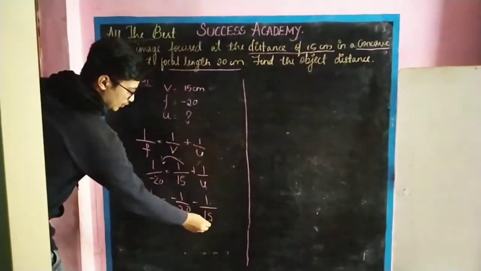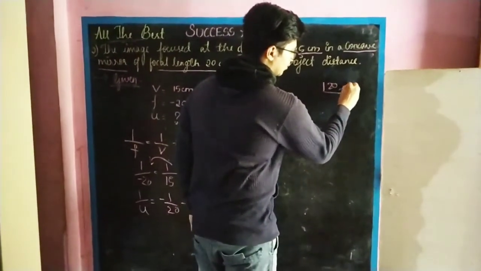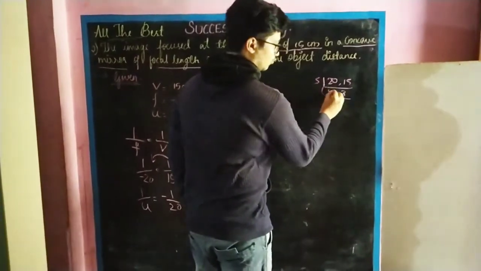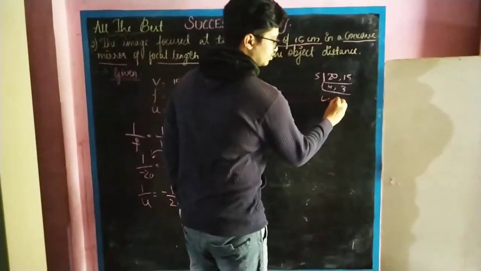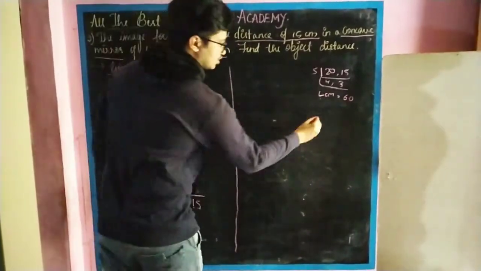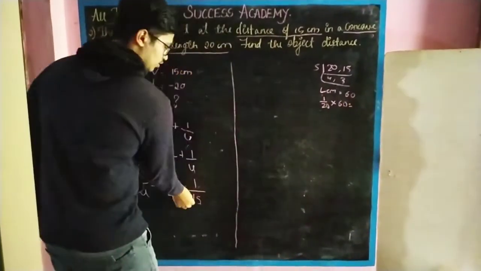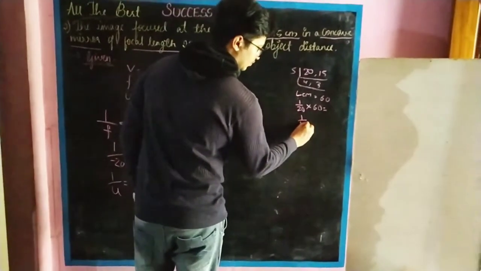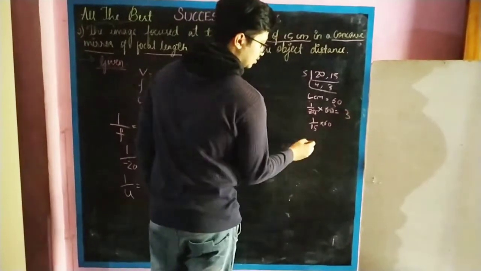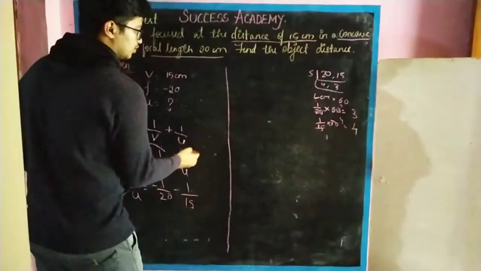Take LCM of 20 and 15. 5 4s are 20, 5 3s are 15, 4 3s are 12, 12 5s are 60. LCM is equal to 60. Now multiply 1 by 20 into 60. Next 1 by 15 into 60. 2 1s are 2, 3 and so on, it will become 3. 15 ones are 15, 4s are 60. It will become 4. Now substitute the values.